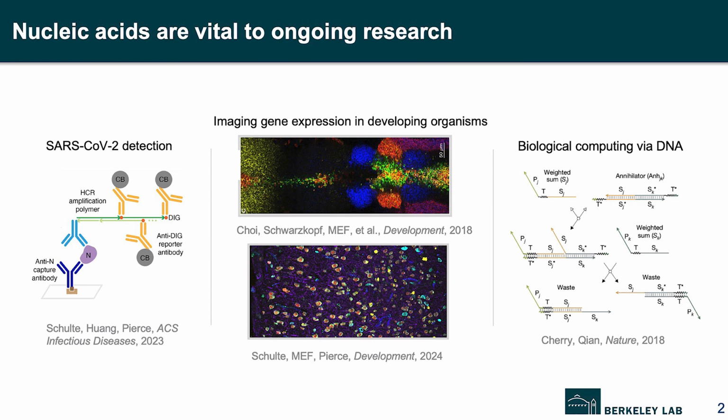Within the analog computing paradigm, you can actually use DNA to perform biological computing. You can perform matrix multiplications or square roots or even neural networks using DNA in a chemical reaction network paradigm.